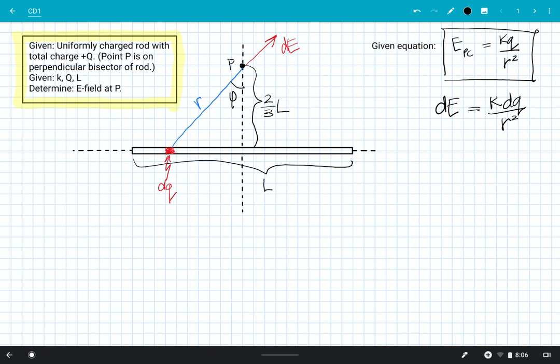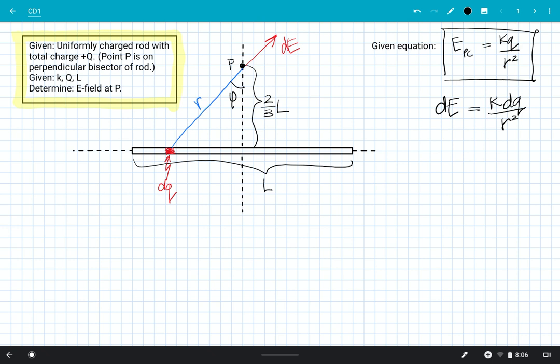And now in your mind, take that dq and move it back and forth along the rod and think about what dE does. Okay, so notice point P is a point that has high symmetry, right? So if I move dq back and forth there, what's going to happen with that dE? Just kind of move that around in your mind. I'm going to let you think about it. Okay, so let's go ahead and proceed, and we'll come back to our diagram there.